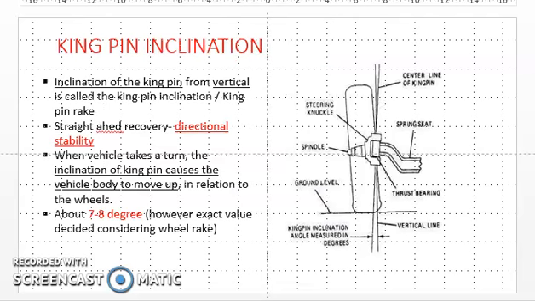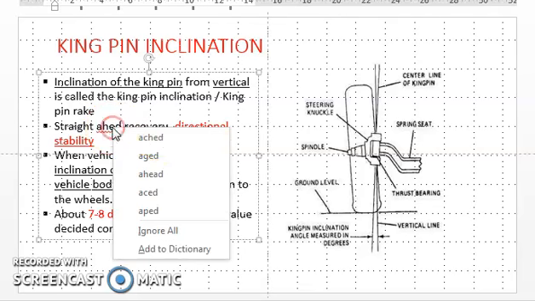Now we will see the kingpin inclination. This is the kingpin. The inclination of the kingpin from the vertical is called kingpin inclination. This is the vertical axis and this is the axis passing through the kingpin. Then it is called kingpin inclination, measured in degrees. It is also used for directional stability.